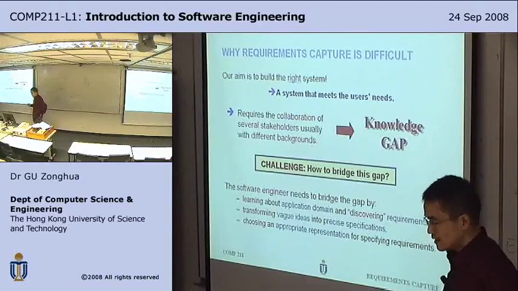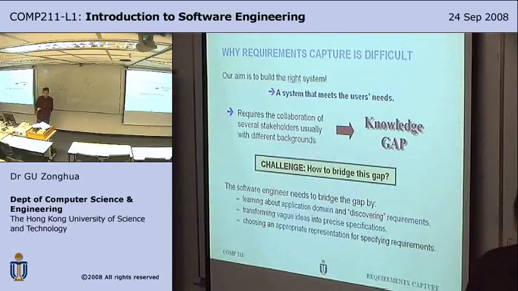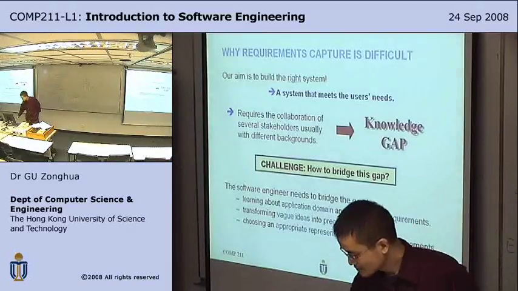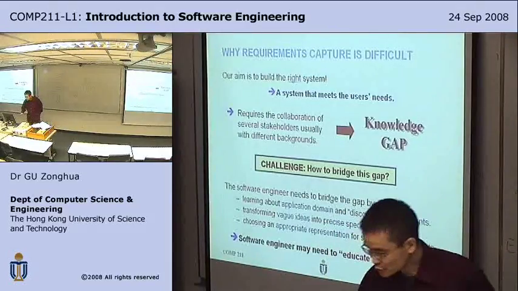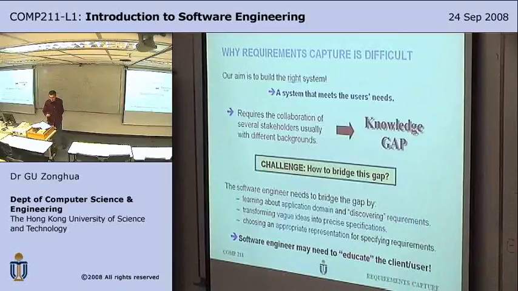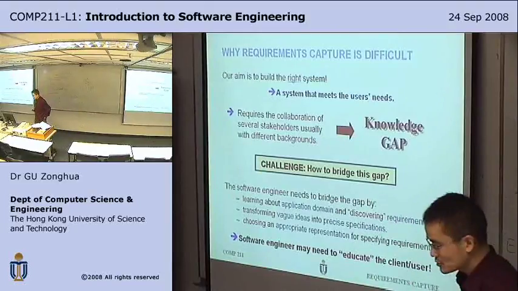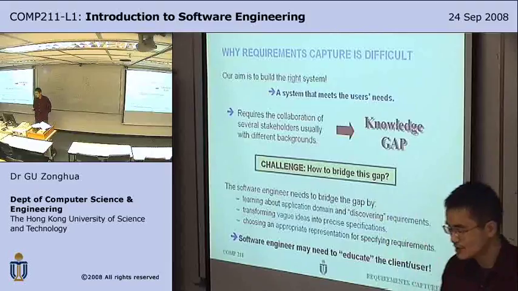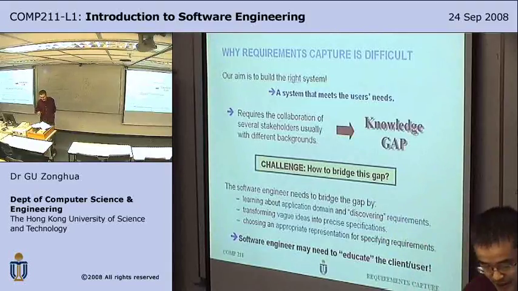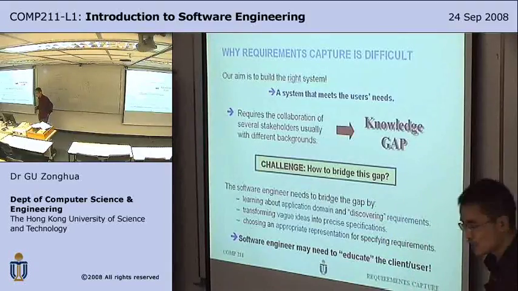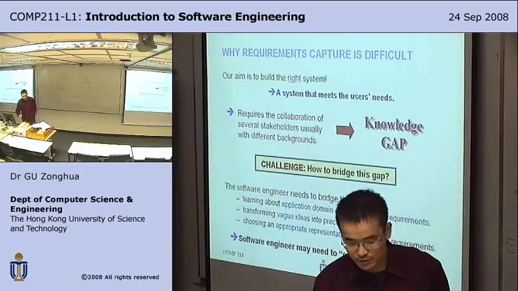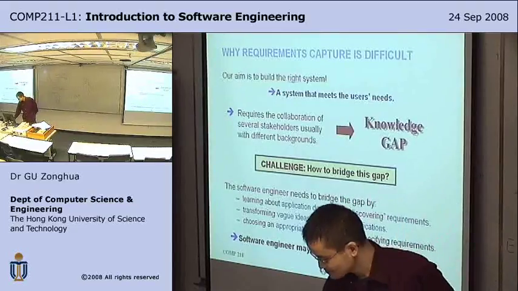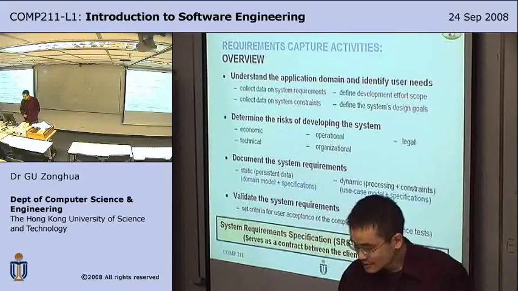For this purpose, the use case model is a perfect representation because it's very intuitive. It's understandable by anyone. So the software engineer may need to educate the client and user to understand the requirements and to tell them what is technically feasible. The client may want everything, but you need to give them the reality as to what is achievable within a given budget and time.